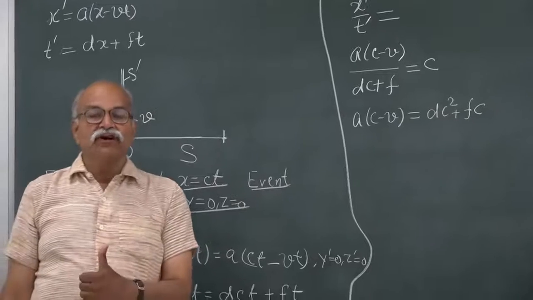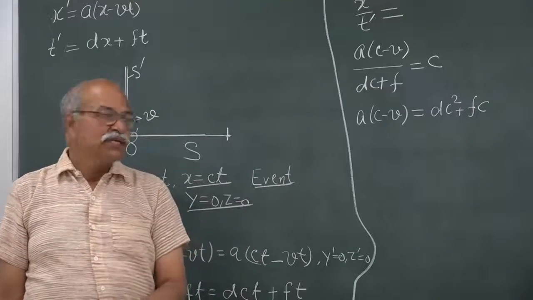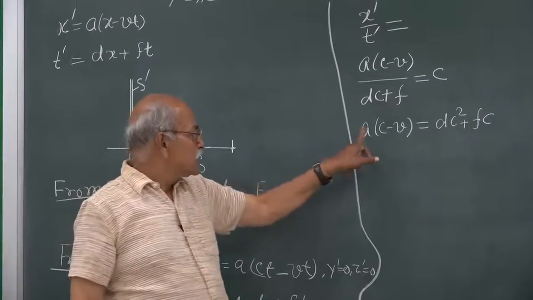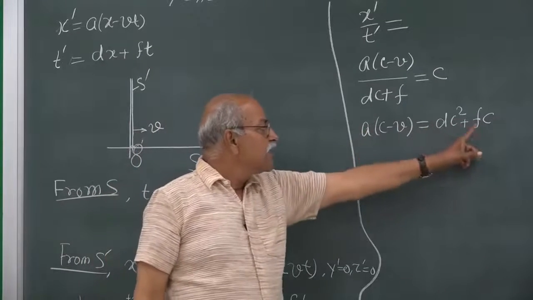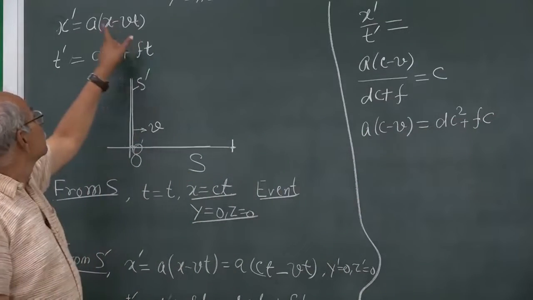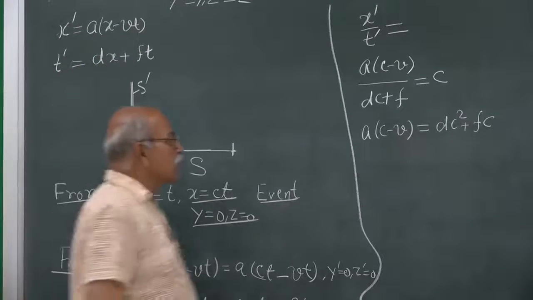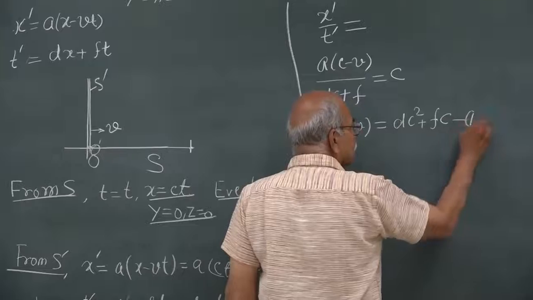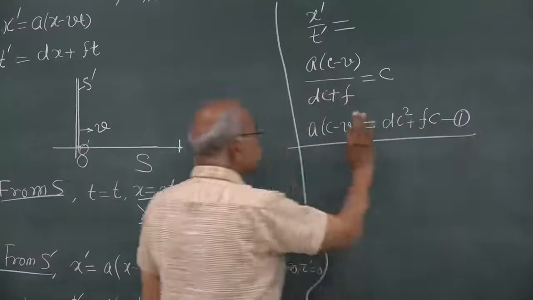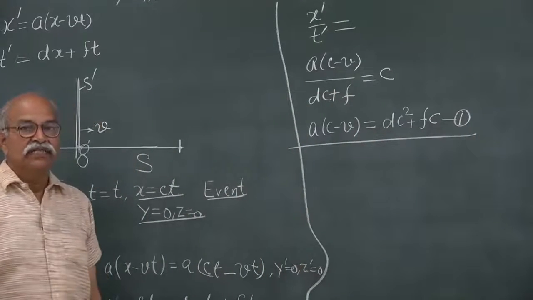So, we have gotten one equation in these three quantities A, D and F, that is, these are the constants coming A, D and F. We considered one event and we got one equation.